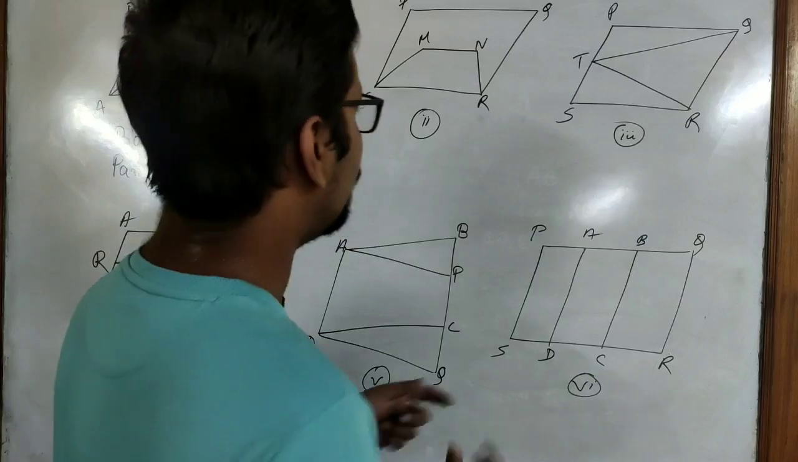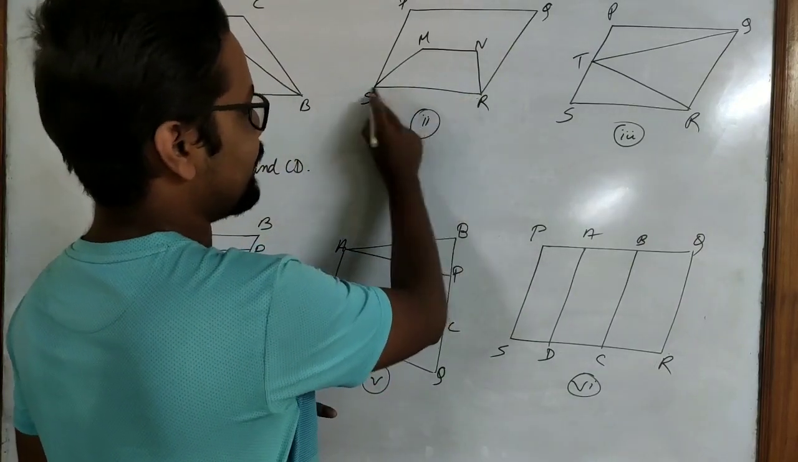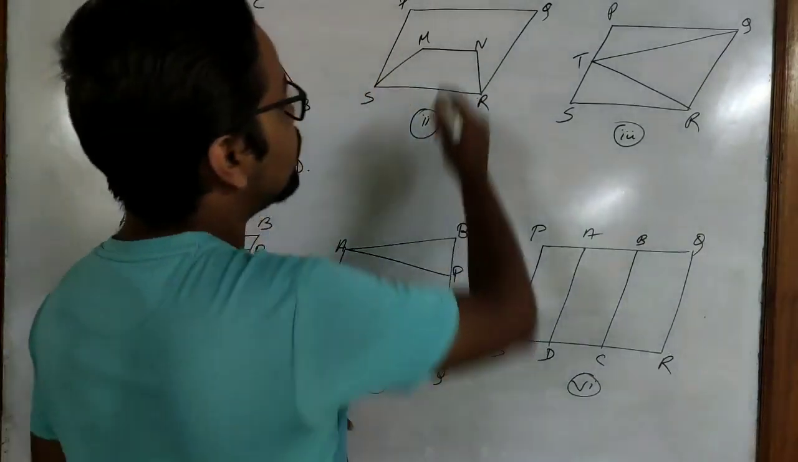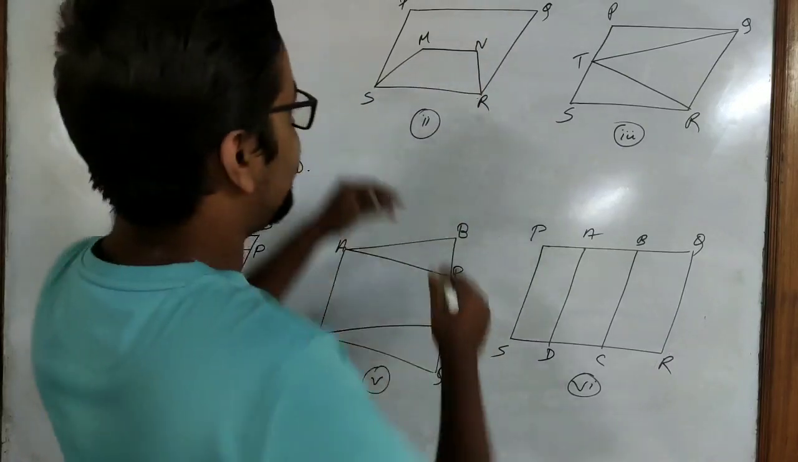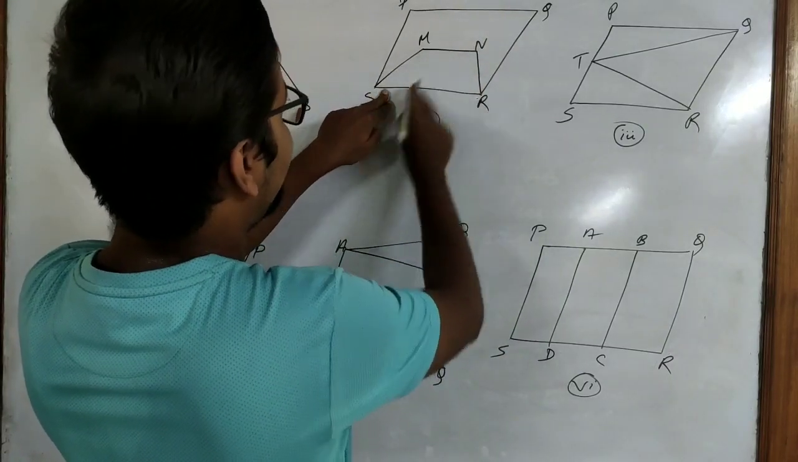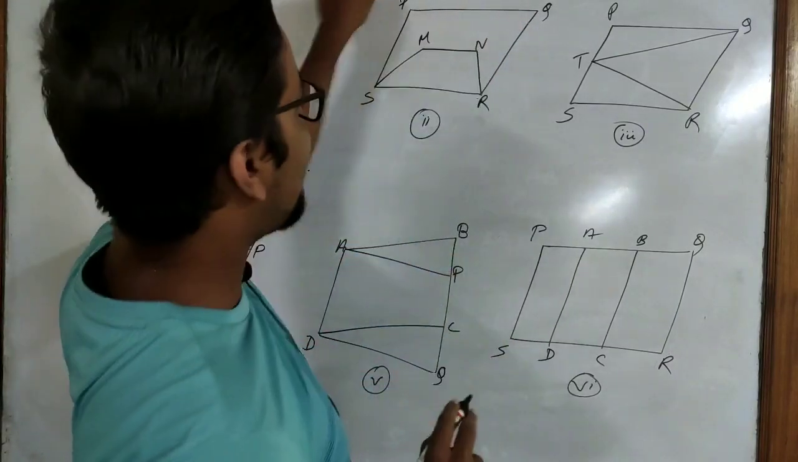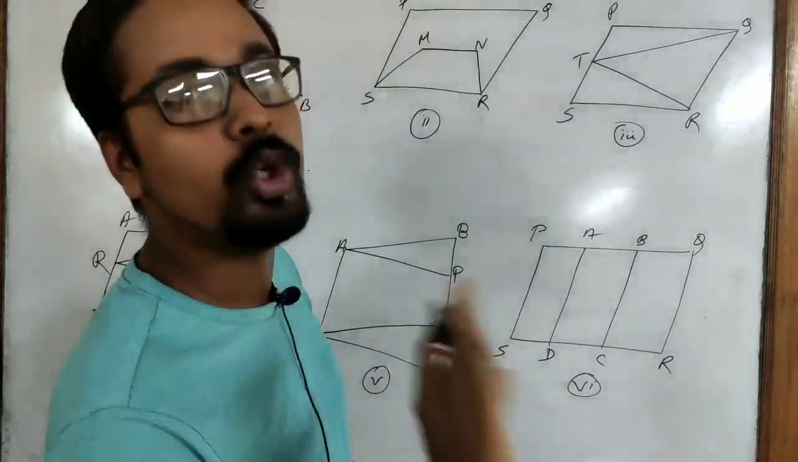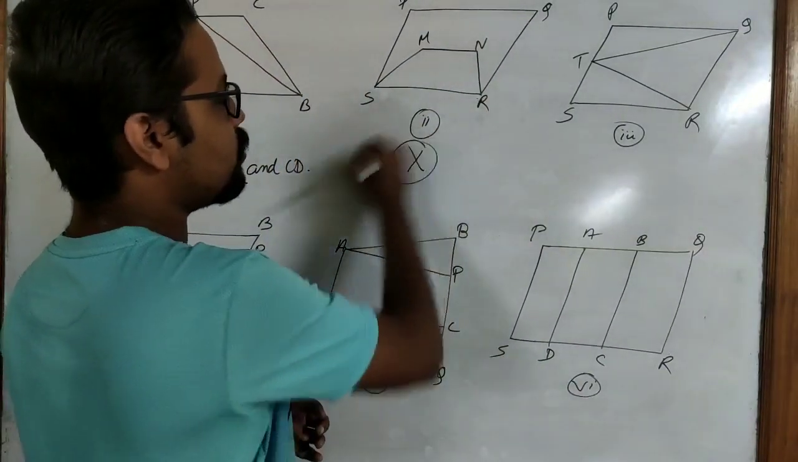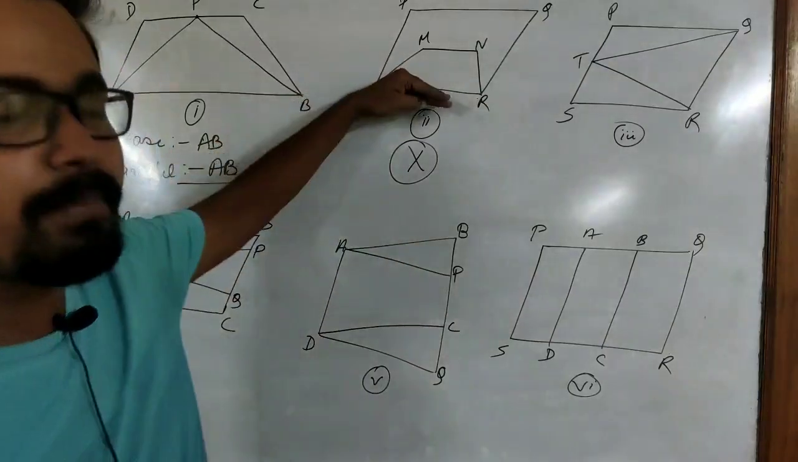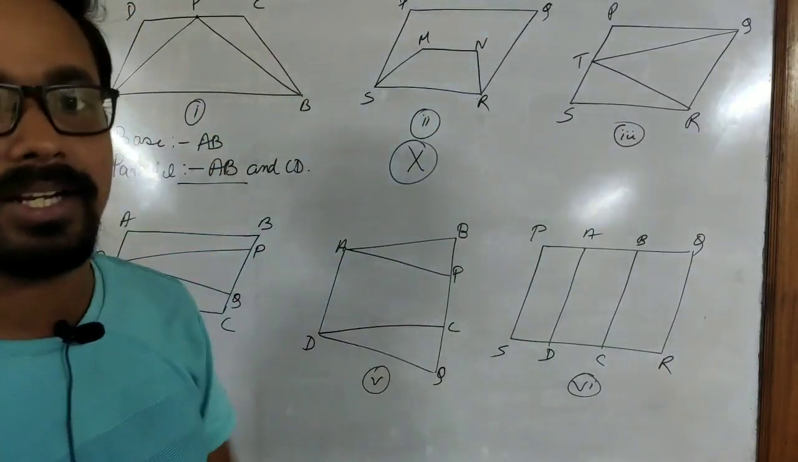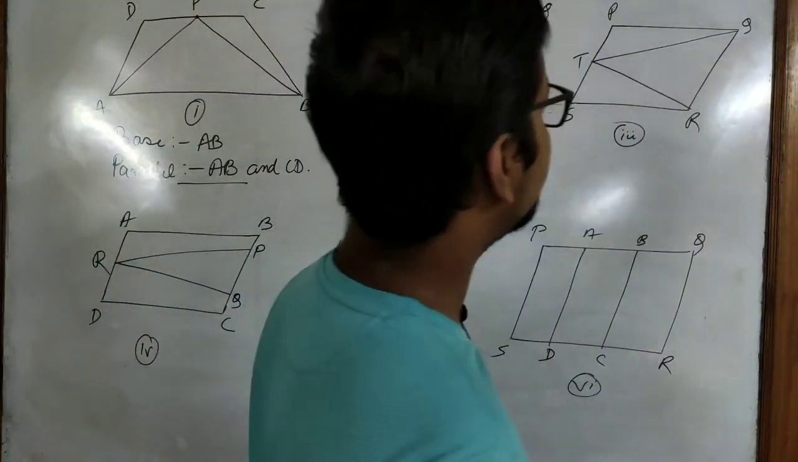Let's move on to number 2. Here the base is the same, of course, SR, but the parallel lines are not the same. SR is parallel to MN, SR is also parallel to PQ, but are PQ and MN on the same line? No. So this is not our option. This lies on the same base but not between the same parallel lines. Clear?